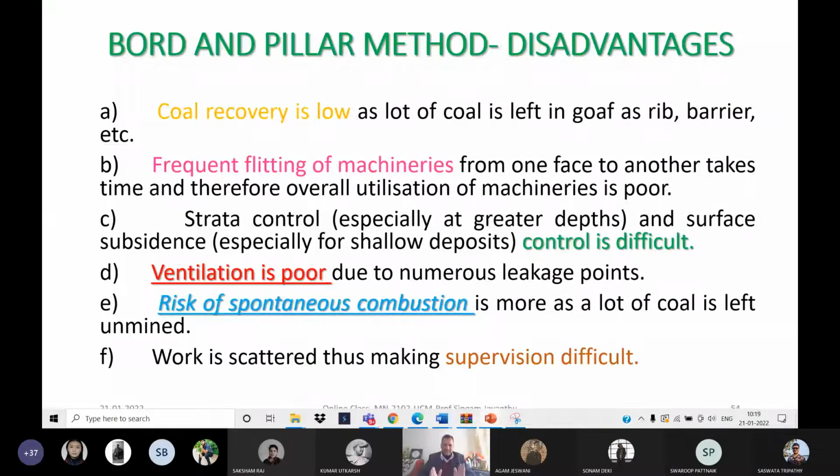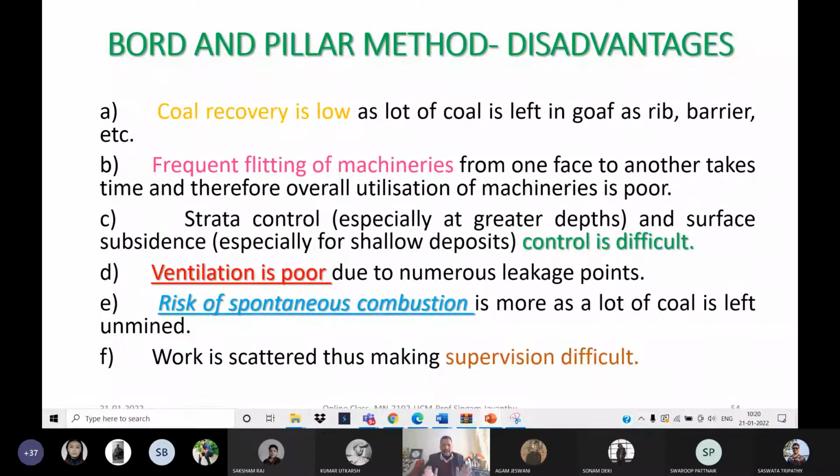Then strata control, of course, is the biggest disadvantage we can say, when there is greater depth, and then surface subsidence, especially for shallow depth covers. This causes a lot of strata control problems. What happens when it is shallow depth cover? In board and pillar, generally we will be leaving part of these pillars, or sometimes because of some bad roof condition or side condition, we will be leaving some part of the pillar as such there itself. And that causes uneven distribution of the stresses in the total panel.